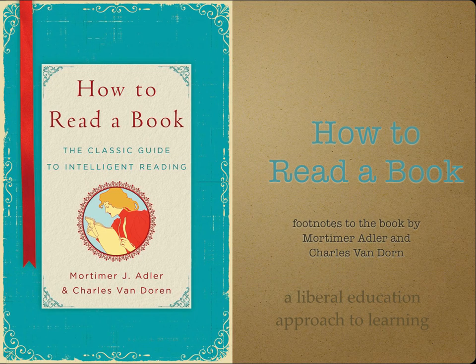Okay, so welcome. In this slideshow, I'll be going over a few key points from the book How to Read a Book by Mortimer Adler and Charles Van Doren. These two guys are some of the more recent proponents of liberal education. And so it's safe to say that within liberal education, books play a pretty major role. And so I'm taking this book as it highlights something about a liberal education approach to learning.